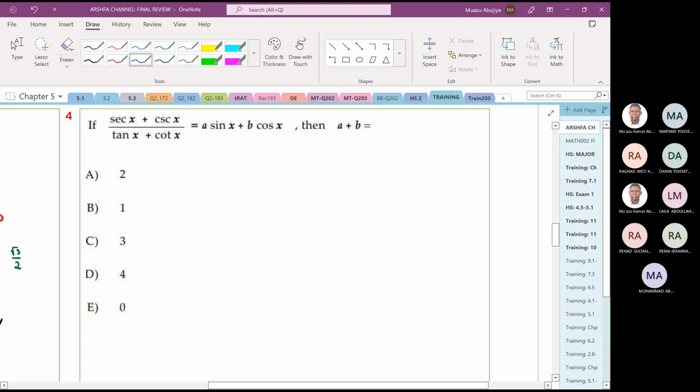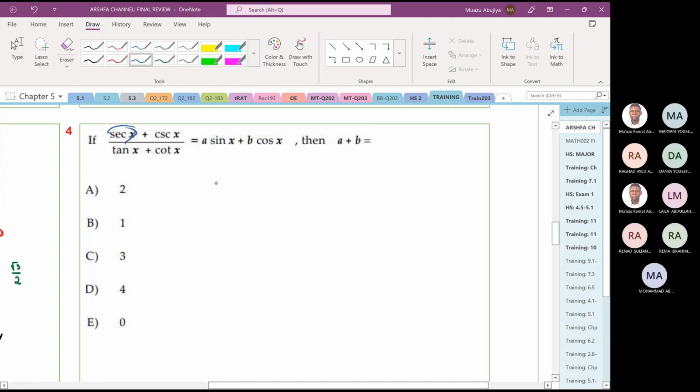So let's do that. Now, secant, let us convert it. We are going to get 1 over cosine of x. Cosecant, we have plus 1 over sine of x. And then we have everything divided by tangent. The tangent is going to give us sine of x over cosine of x. Then we have cotangent, that is cosine of x divided by sine of x. Now, this shall be equal to what?